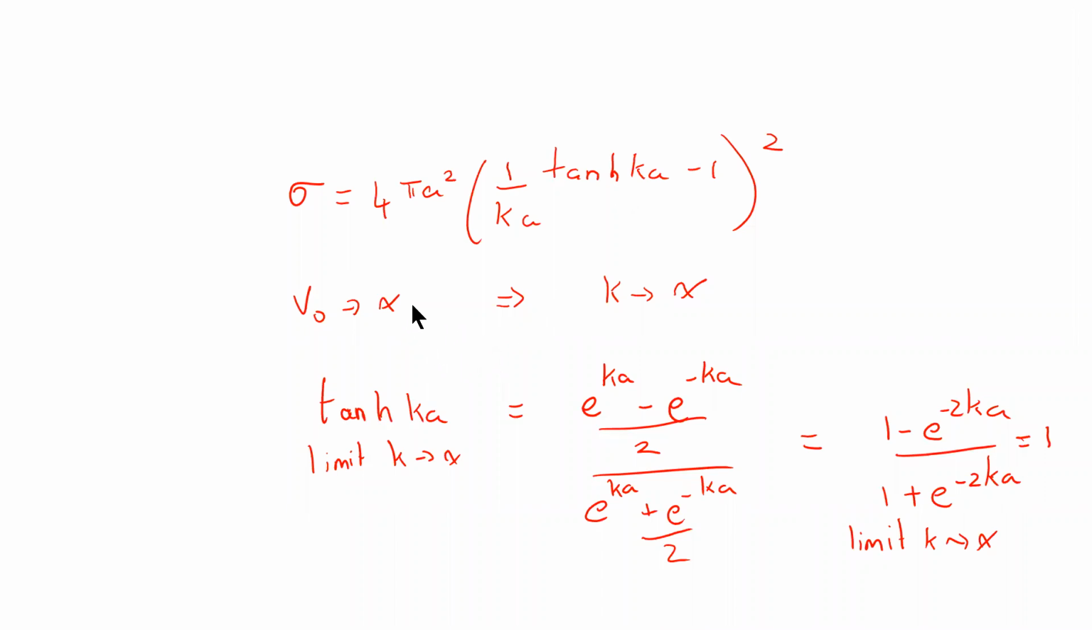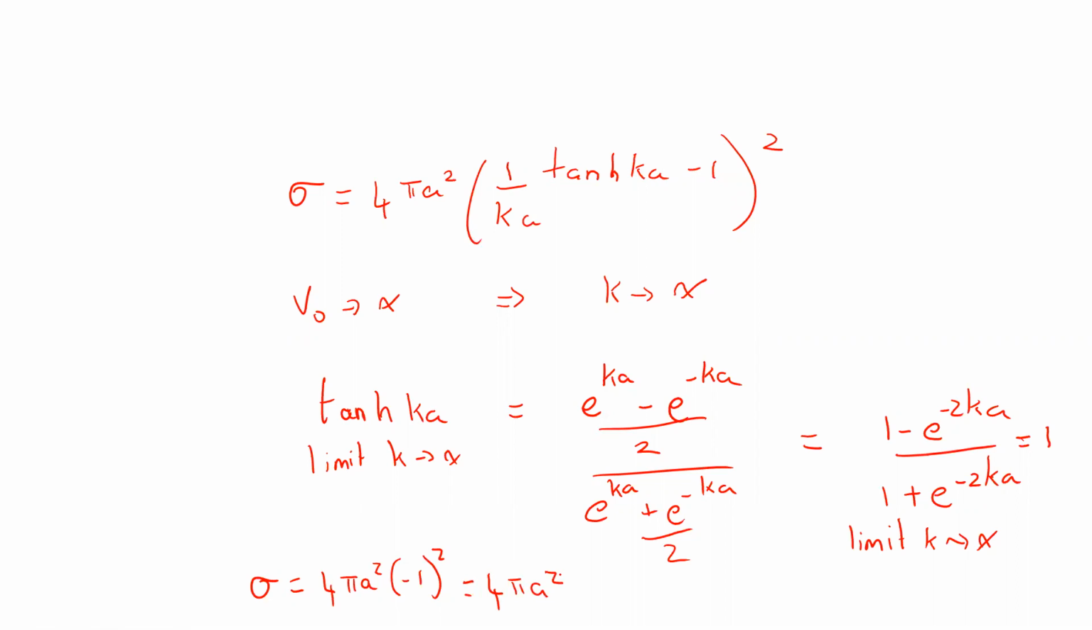So therefore, in the limit K going to infinity, this entire term will become 0, and what will remain of sigma will be 4 pi A square times minus 1 the whole square. So only this minus 1 will remain. This entire term will go to 0 because K is going to infinity. Then any number divided by infinity is 0. So this term goes to 0 and we have minus 1 the whole square. So this is nothing but 4 pi A square.